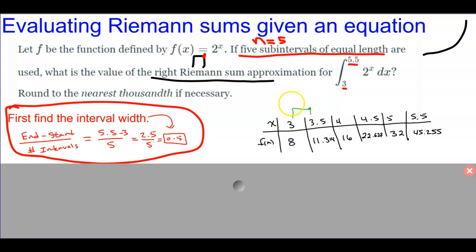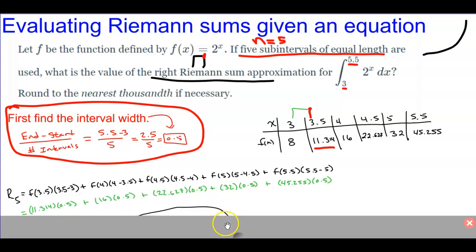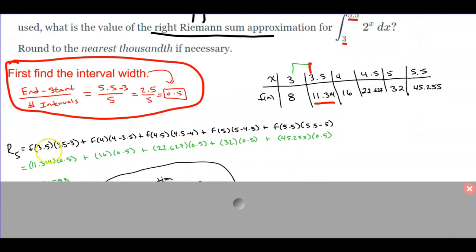But then think of this, here are your rectangles. If I draw my first rectangle, I want to use the right endpoint, so I'm going to use 11.314 as the height, and then the width is going to be the difference of the two, so 3.5 minus 3, which is 0.5. So I kind of set that up here. My writing is not very straight, but here's my first rectangle. My height is the output at 3.5. My width is the difference between 3.5 and 3. Well, notice every width is going to be 0.5, so I really didn't need to set all of that up. I could have just said 0.5.